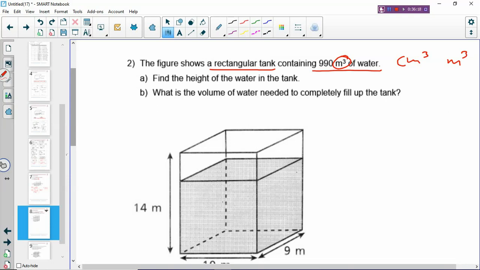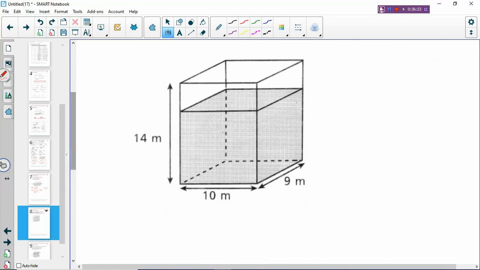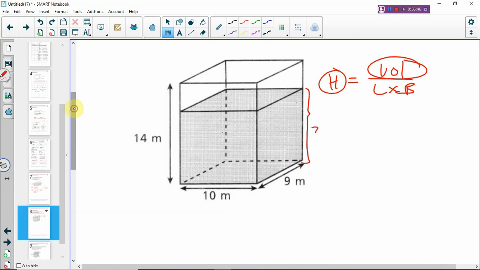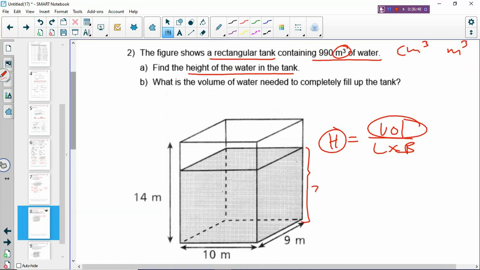Okay, so what is the height of the water in the tank? So how do we find the height of the water in the tank? So remember your formula. To find the height of anything, you must know the volume divided by length times breadth. Your second formula. So to know the height, just remember the height and the volume must both refer to the same thing. So if I want to find the height of the water level, I must know the volume of the water. So what's the volume of the water?